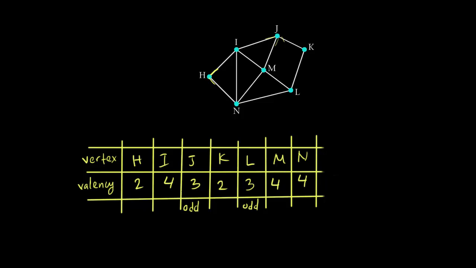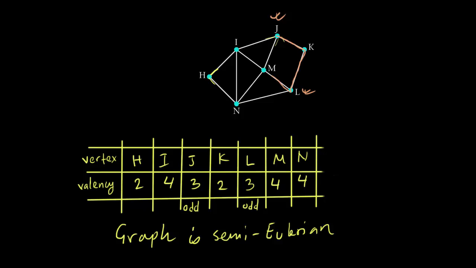So this is semi-Eulerian because there are two vertices with odd valency. So the graph is semi-traversable. That means it has a restriction. We have to start at an odd vertex. So we can start at J, and then we have to end at the other odd vertex, which is L. J, K, L, M, J, I, M, N, I, H, N, and then we end at L.